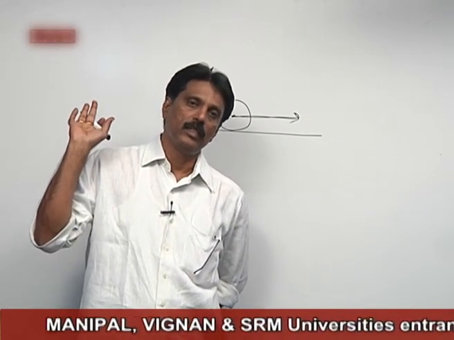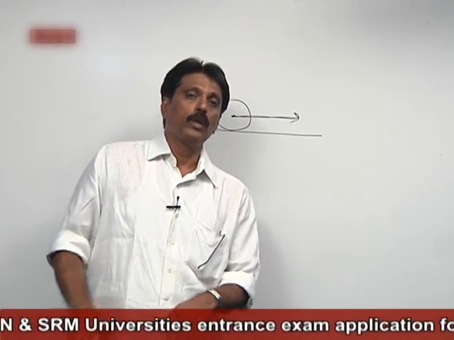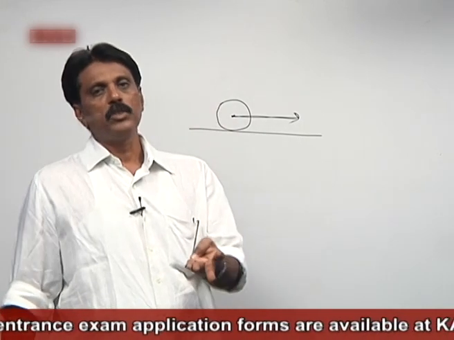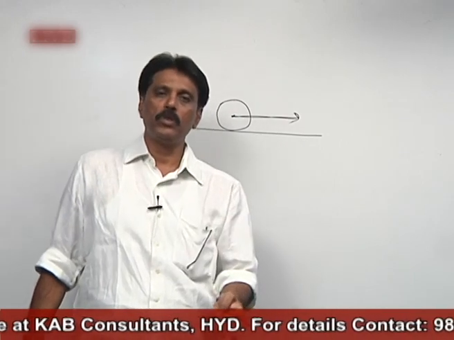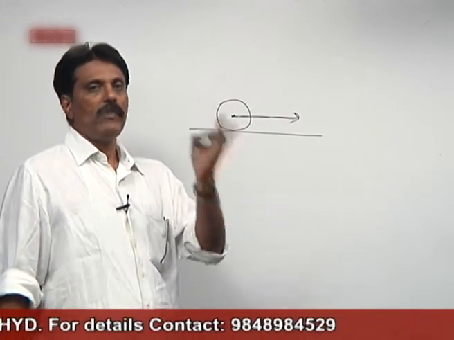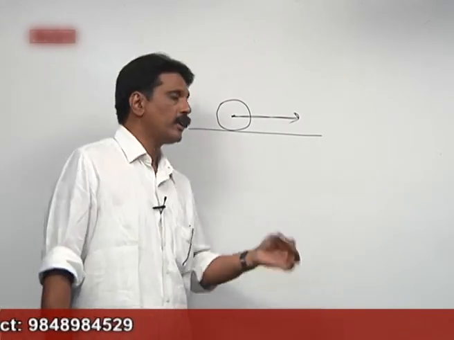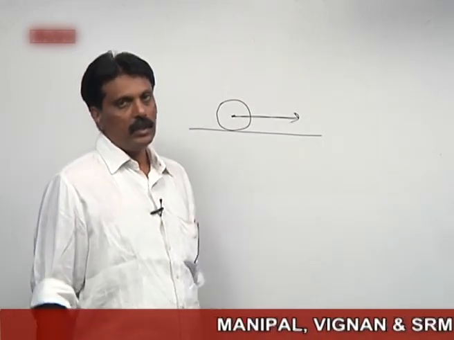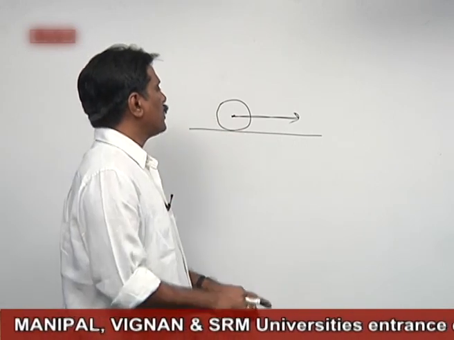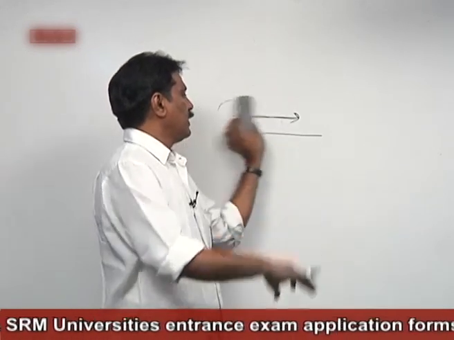So what we can say now, if a body is in pure translational motion, center of mass will be in translational motion. If a body is in pure rotatory motion, center of mass will be at rest. If a body is in a combination of translational and rotational motion, center of mass will be only in translational motion. So this is how the motion of center of mass can be studied.